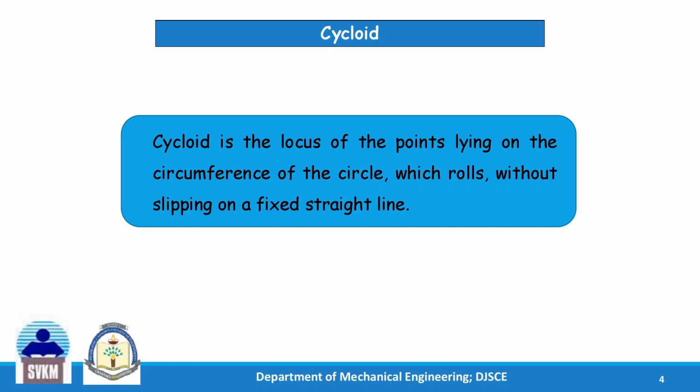Let us see what is cycloid. Cycloid is the locus of the points lying on the circumference of the circle which rolls without slipping on a fixed straight line. That is, there is a circle which is rolling on a fixed straight line. The points on the circumference of the circle are going to follow a path that is called the cycloid. You take any point and trace the path of that point. When it is rolling on the straight line, that path is a cycloid. By definition, that curve is a cycloid.